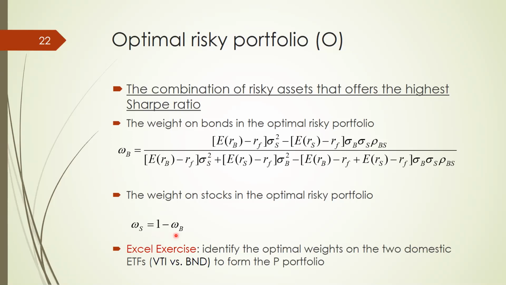And 1 minus that optimal weight on the bond will give you the optimal weight on the stock. Alternatively, you can replace all the subscript B with S and all the S with B, then you can solve for the optimal weight on the stock directly. So those two equations essentially tell you how to allocate your money between stock and bond in order to get the optimal risky portfolio that has the highest Sharpe ratio.